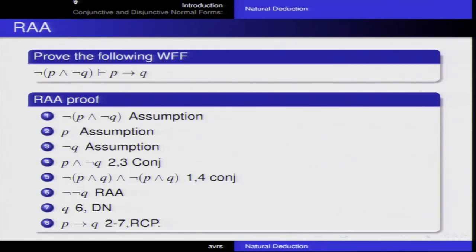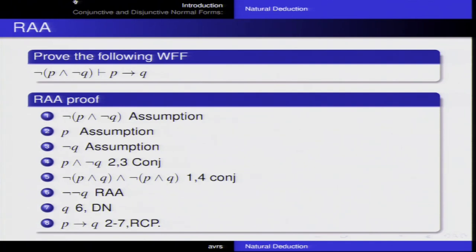Now P and not Q is our assumption already, so from 2 and 3, if you use the law of conjunction, you will get P and not Q. So from 1 and 4, on the one hand we have not of P and not Q, and we have P and not Q, and these two lead to a contradiction. That means we started with not Q as our assumption, and that has to be false, so Q has to be true. That is what we got in the 7th step. From the 6th step, by using the double negation rule, you will get Q.